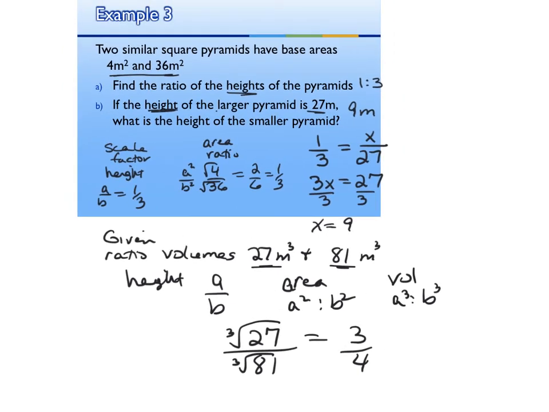If they give you area, you square root it. If they give you the volumes, you cube root it, and that would give you a scale factor. And then from there, let's say they gave you a missing height, then you could go ahead and calculate it.